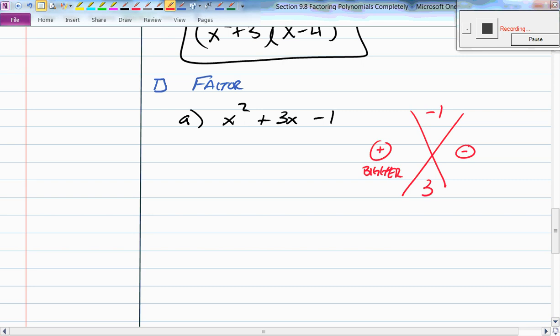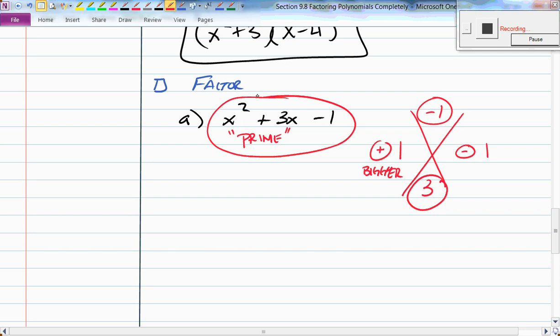Okay. Well, how do I figure out what numbers go there? The factors of what? The factors of a 1. What are the factors of 1? 1 and 1. Is there any way I can create a 3 out of a 1 and a 1? No. So you know what we call this? We call this prime. Sometimes there are polynomials out there that cannot be factored. So we call them prime.